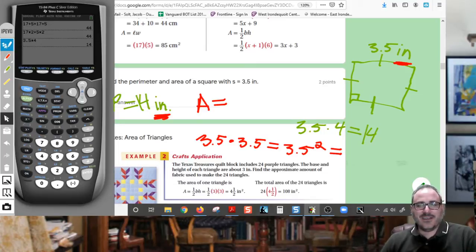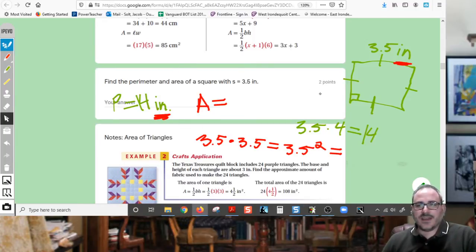Let's see here. I need 3.5 squared. 12.25. Okay, 12.25. So back to the pen.